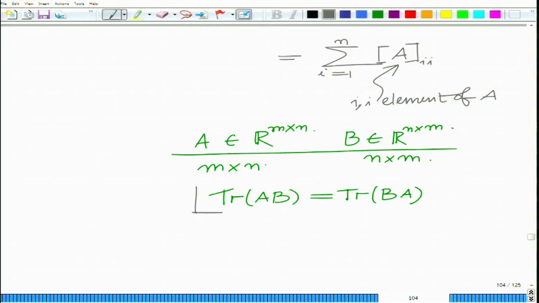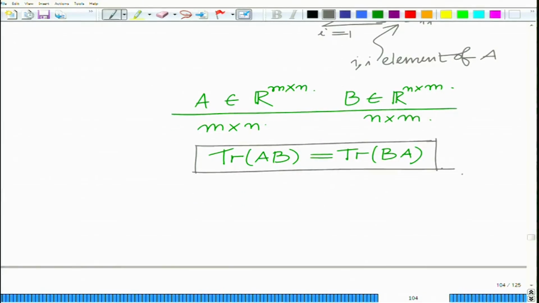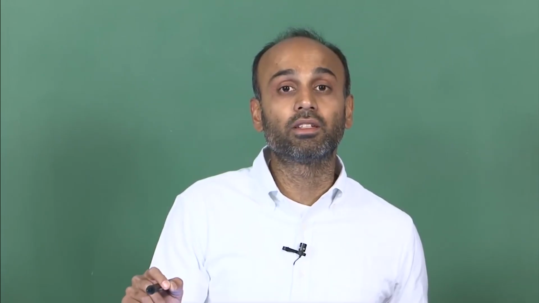So, we want to show that for two matrices A of size M cross N and B of size N cross M, the trace of AB, that is the sum of the diagonal elements of AB, is the same as the sum of the diagonal elements of BA. Now, note, this does not imply that AB equals BA. One should not confuse this: trace of AB equals trace of BA does not imply that AB itself is equal to BA.